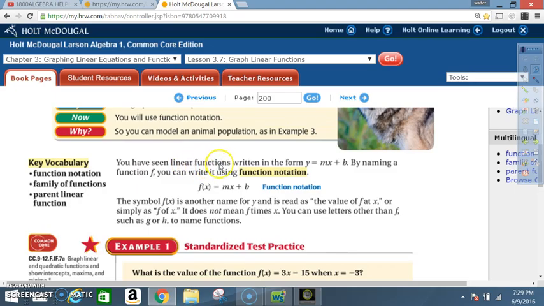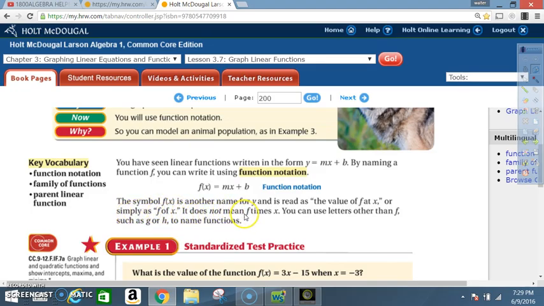You have seen linear functions written in the form y equals mx plus b. By naming a function f, you can write it using function notation. Function notation: f of x is equal to mx plus b. The symbol f of x is another name for y and is read as the value of f at x, or simply as f of x.